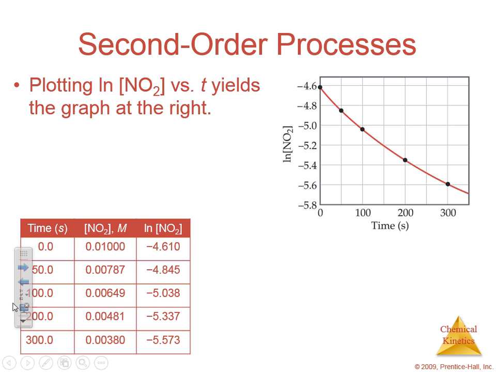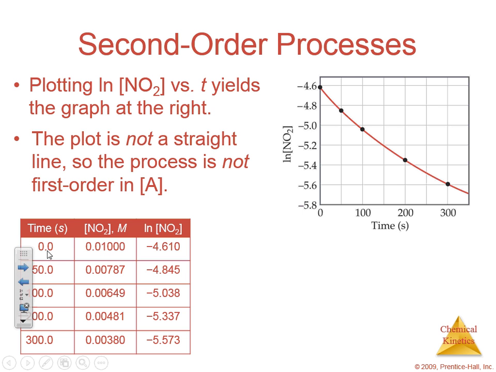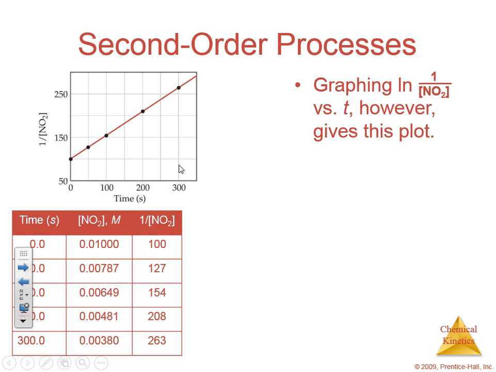So what we're going to have to do is graph this as a second order process. When we graph this as a second order process, we're going to graph 1 over the concentration versus t. And you can see now we get a nice straight line.